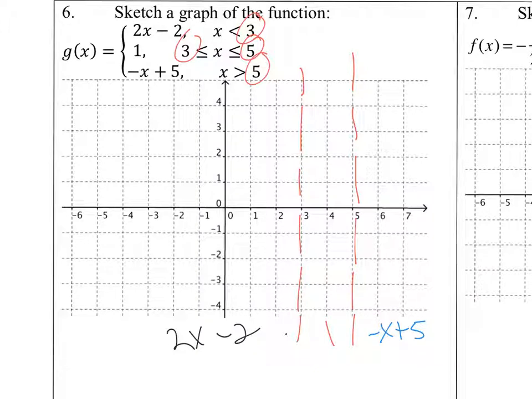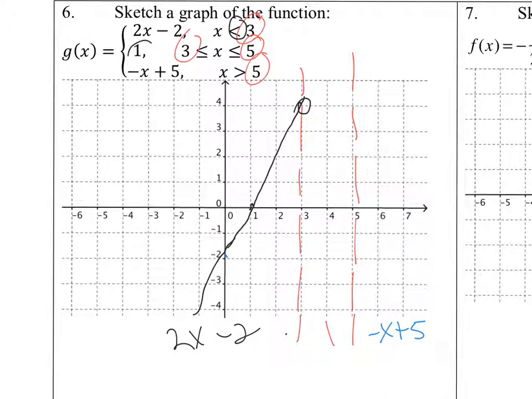First things first, let's take a look here. 2x minus 2 means that I'm starting at a y-intercept of negative 2, going up 2 over 1. It's going to look something like this. And because I have a less than but not a less than or equals, we're going to have an open circle at the end. Cool.